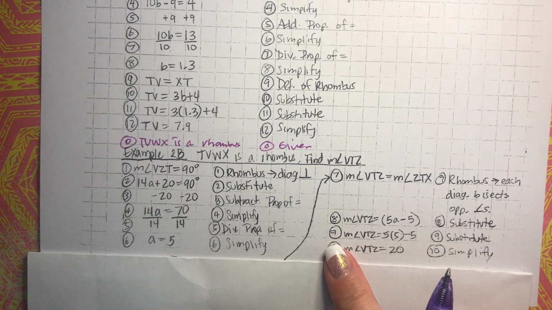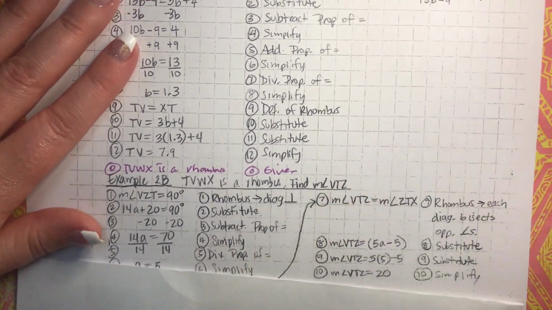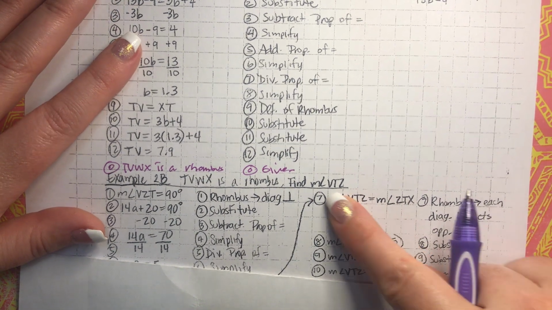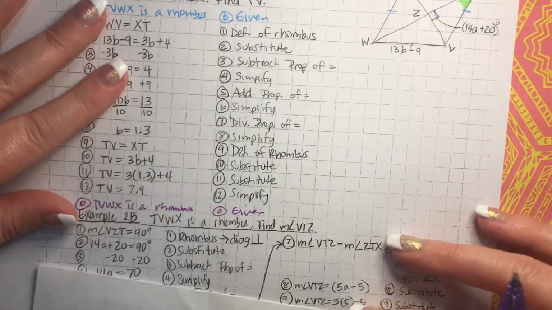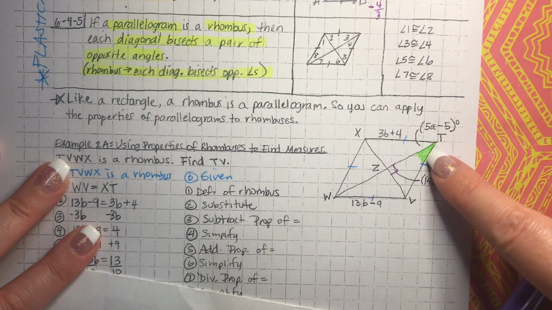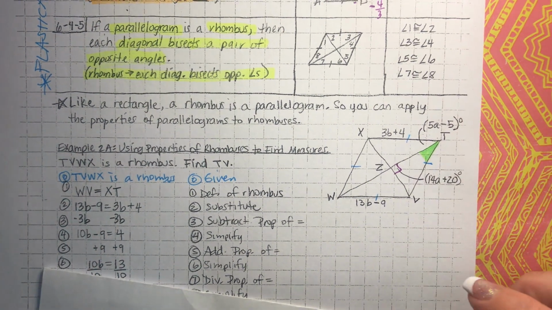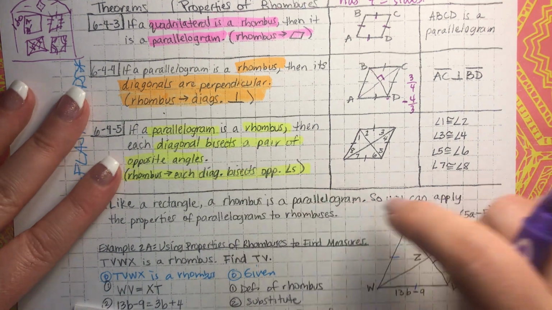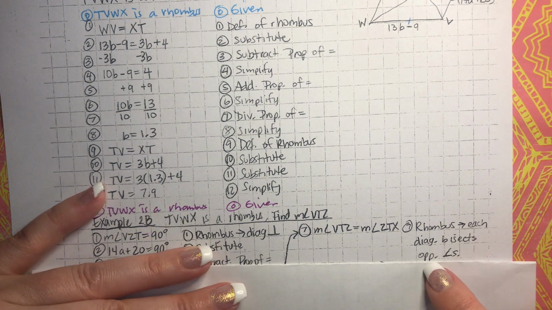Now, what do we have here? Running out of room, so we're going over here, and basically this is the measure of VTZ. VTZ is the one that we're trying to determine, and this is equal to ZTX. We're basically just stating that the measures of these two angles are equal, and they're equal because if it's a rhombus, each diagonal bisects opposite angles. So there we have, if it's a rhombus, each diagonal bisects opposite angles.